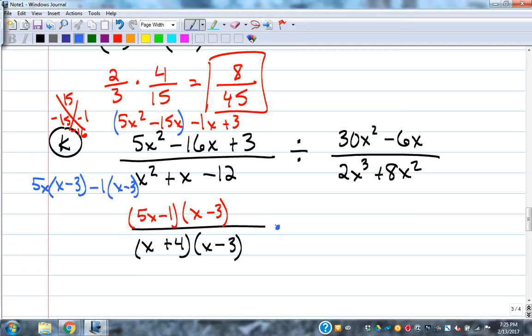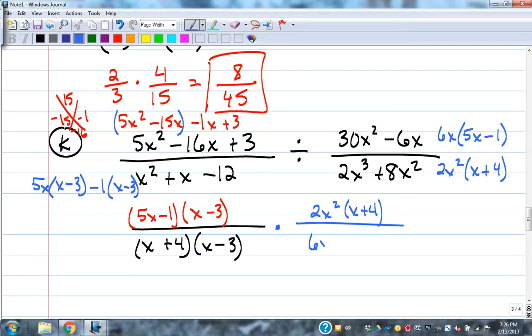The second half, you've got to flip it and multiply. So when I factor that, I'm going to write it, I'm going to flip it over. So this factors as 2x squared, x plus 4, and it goes on the top. And then the 30x squared minus 6x. 6x would be what's in common, so it's going to be 5x minus 1. And that goes on the bottom.